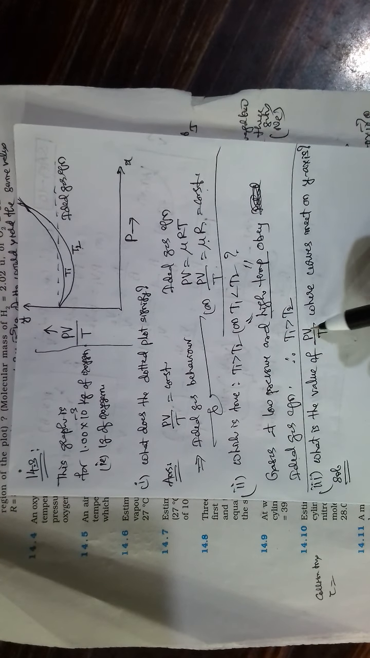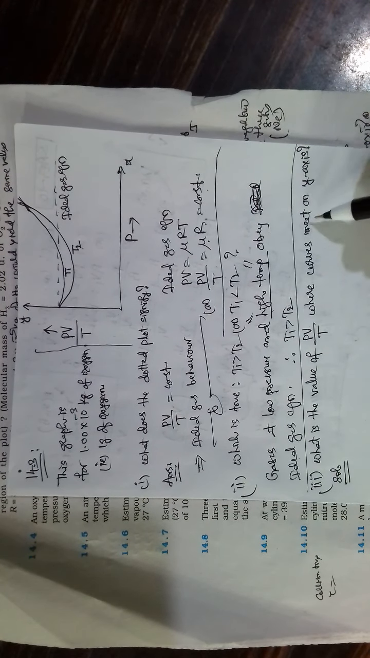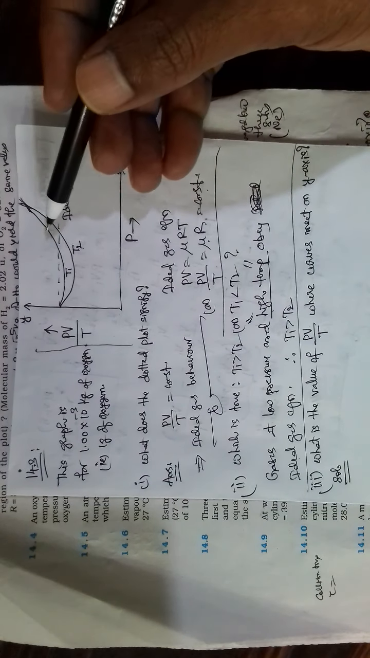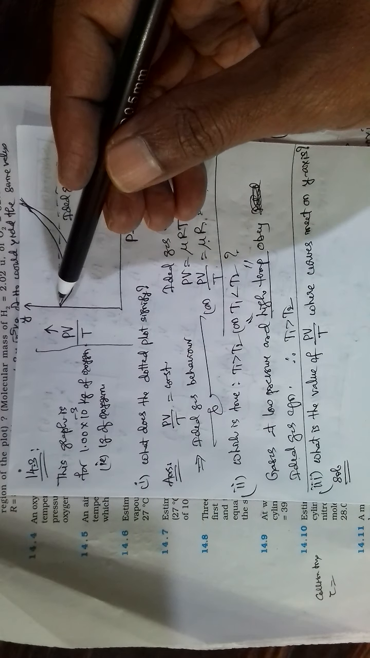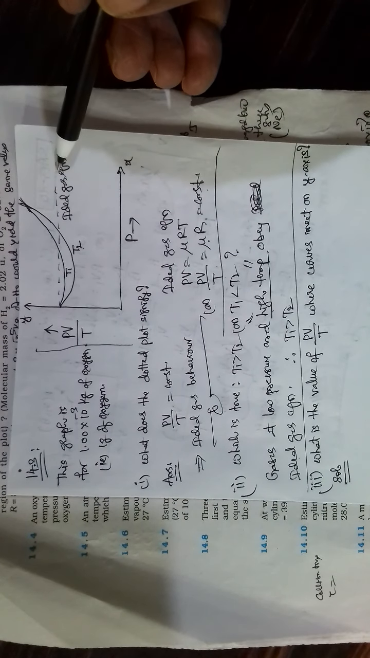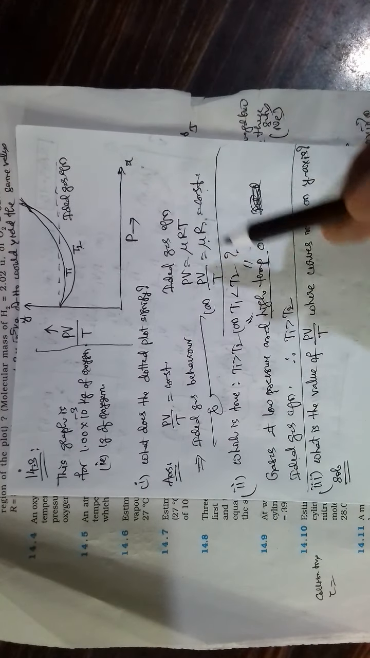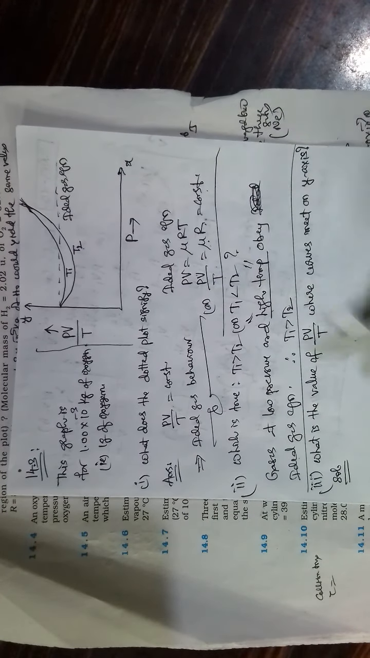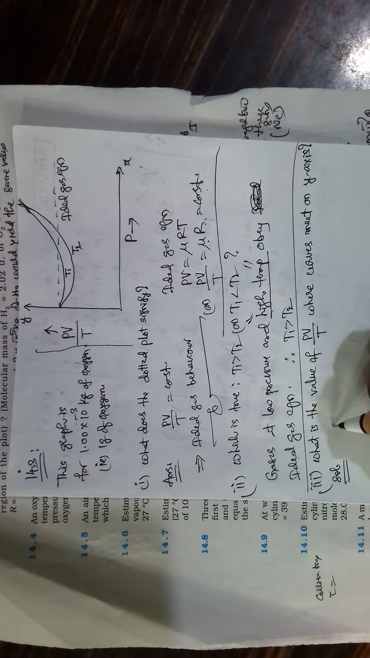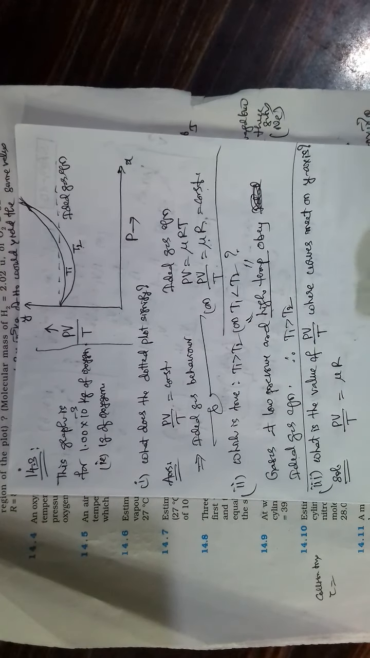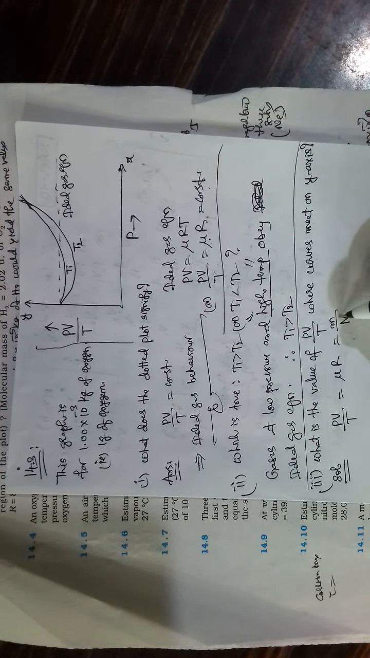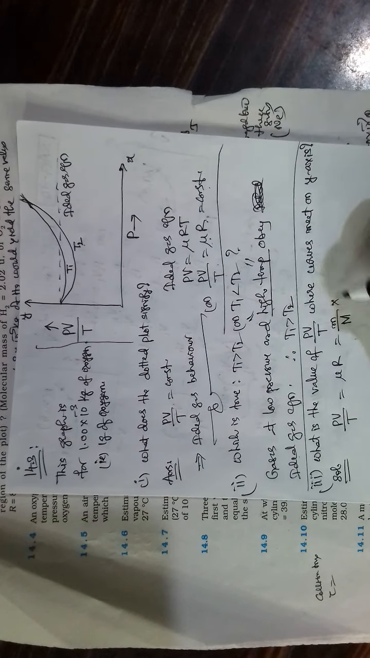What is the value of PV by T where the curves meet on the y-axis? These two curves are meeting on the y-axis here, and it is equal to the ideal gas equation. According to the ideal gas equation, PV by T is equal to mu R. Mu means number of moles, that is actual mass by molecular mass, into R.